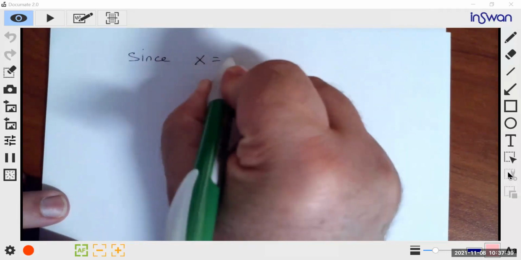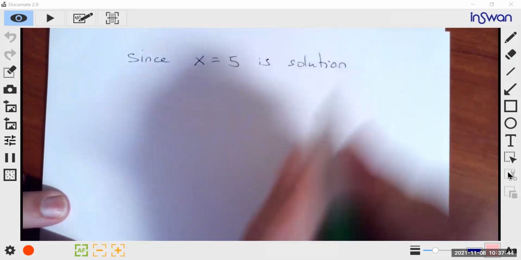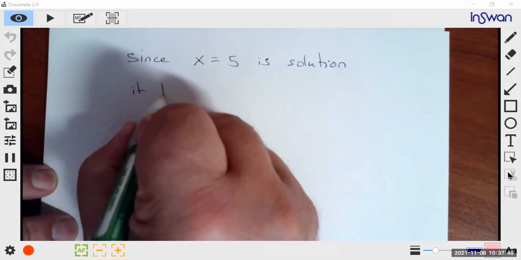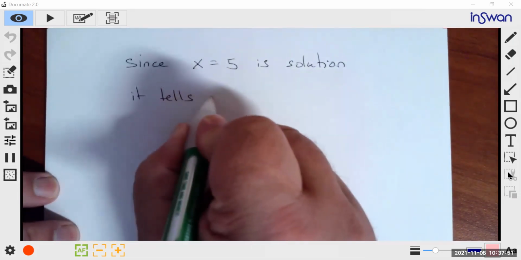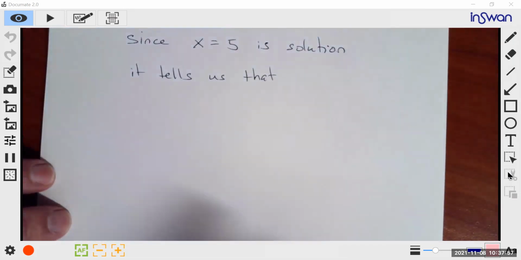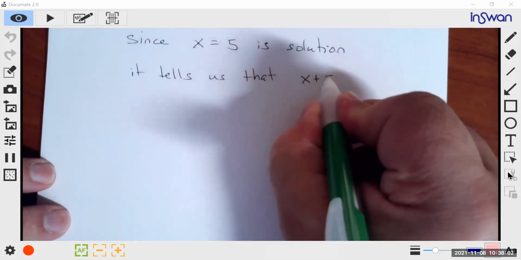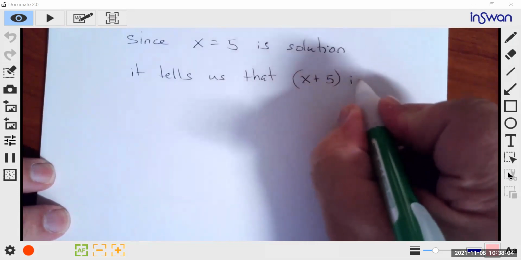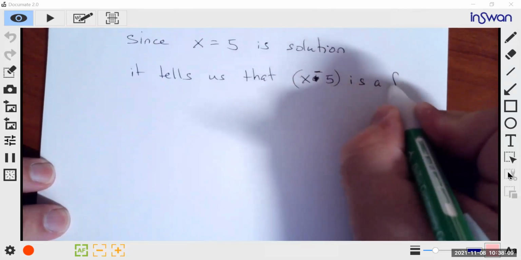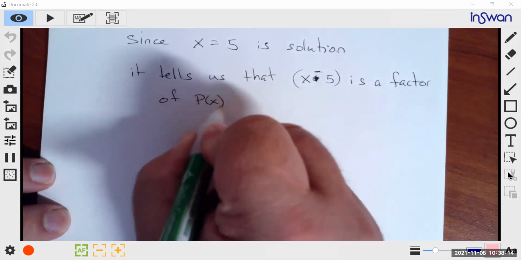Since x equals 5 is a solution, it tells us that x minus 5 is a factor of P of x.